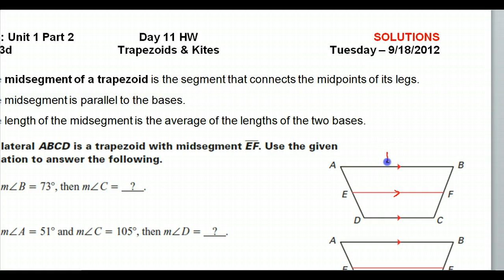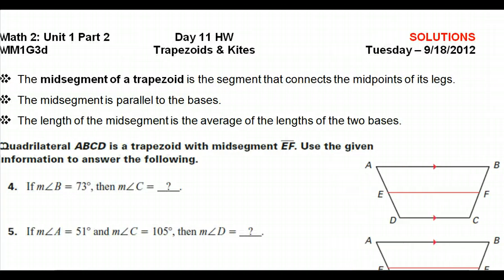So for example, let's say this was 10 and this was 4. If I wanted to find the length of the mid-segment, I would have to do 10 plus 4 divided by 2, because that's the average. So that would be 14 divided by 2, that would be 7. So if this base was 10 and this base was 4, the mid-segment would be 7, because that's the average of 10 and 4. So just keep all that in mind, my friends.